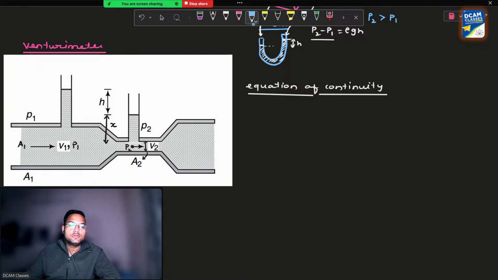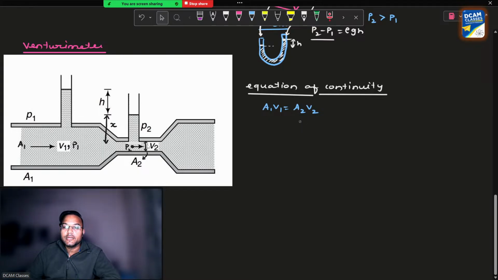You're thinking so much. Equation of continuity will be A1 V1 is equal to A2 V2, na? This is area, velocity is here V1. Here in the smaller section, area is A2, velocity is V2. Density is same for the liquid. Equation of continuity will be A1 V1 is equal to A2 V2. Okay.